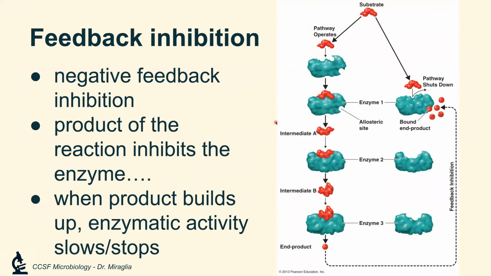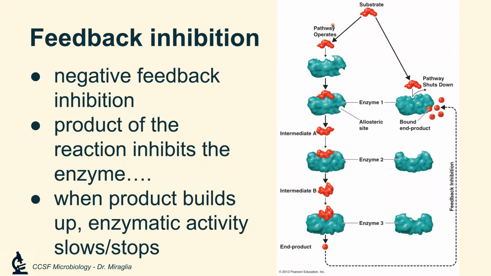Cells actually use non-competitive inhibition to control metabolic pathways. So this is actually pretty interesting, and it's a little bit complex, so bear with me as we go through this. Here's an enzymatic pathway. You can see it's got three enzymes: enzyme 1, enzyme 2, and enzyme 3. And this is the product, and this is the starting material, so the substrate.